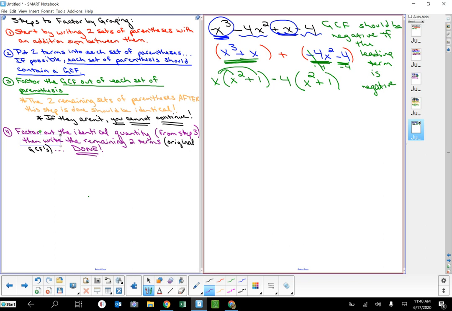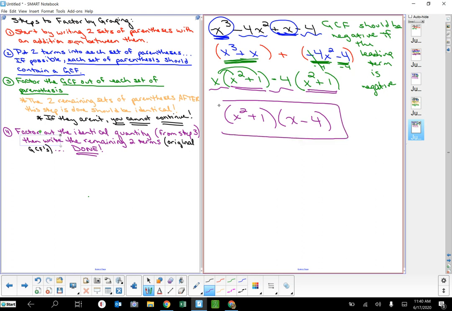So then in my last step, I'm going to take my common quantity. That's going to come out first. And then I'm going to have x minus 4, and that's coming from my 2 GCFs. And there's my answer. Okay? And that's it for grouping.